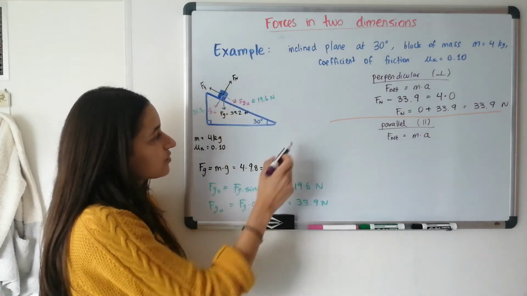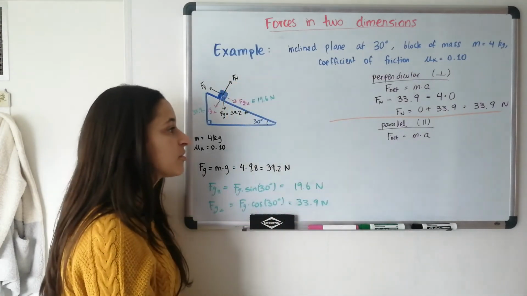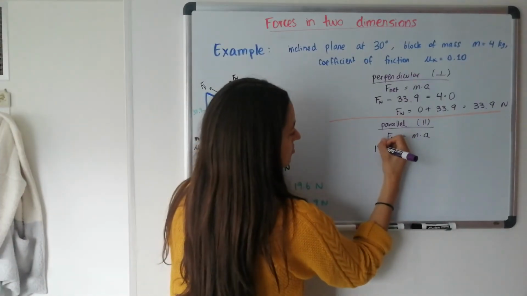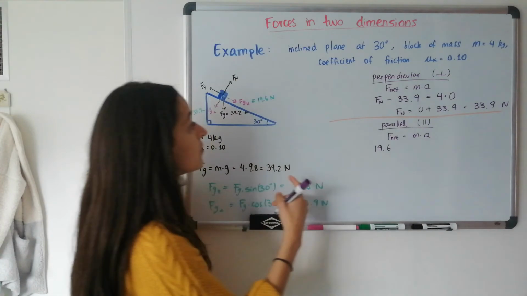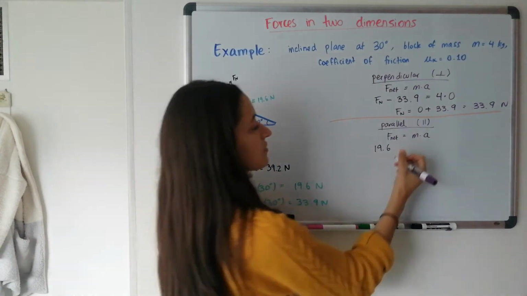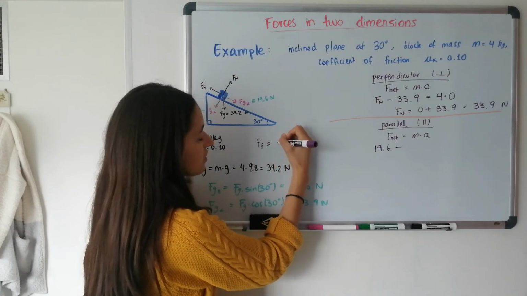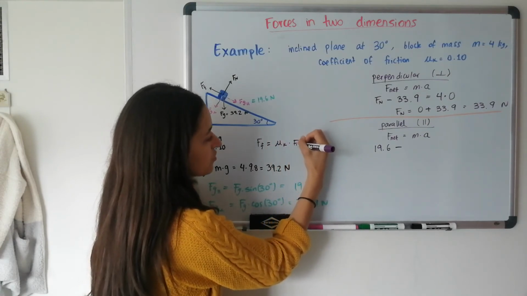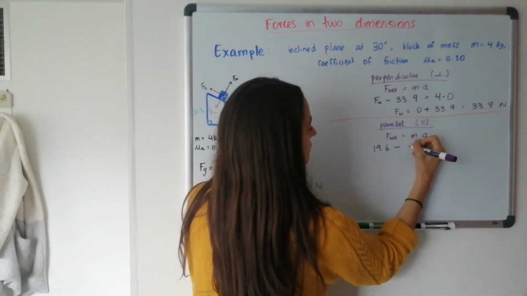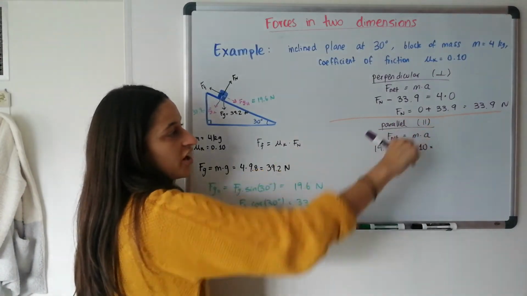So we take down the ramp as the positive direction so that we get a positive acceleration because the object is going to go down the ramp. So we say that this one is positive, 19.6, the parallel component of the weight. And we subtract the force that opposes it, which is friction force. So again, friction force, we have our equation. Remember, friction force is mu times the normal force. Mu was given to us in the problem, it's 0.10. And we multiply that by our normal force, which we just got up here.